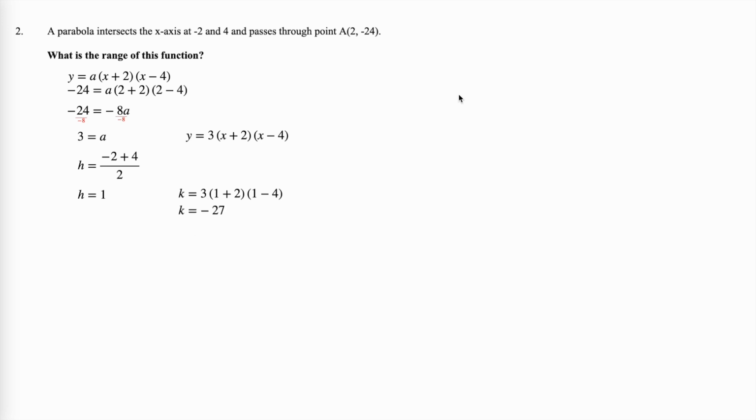Let's make a quick sketch of this. Here are our zeros. Here is the vertex. The k is negative 27. The range of the function is going from negative 27 and it's going all the way up to infinity. Range is y is a member of from negative 27 with an open bracket to infinity, with a closed bracket on infinity. And that's it for question number 2. From part B, have a good day.